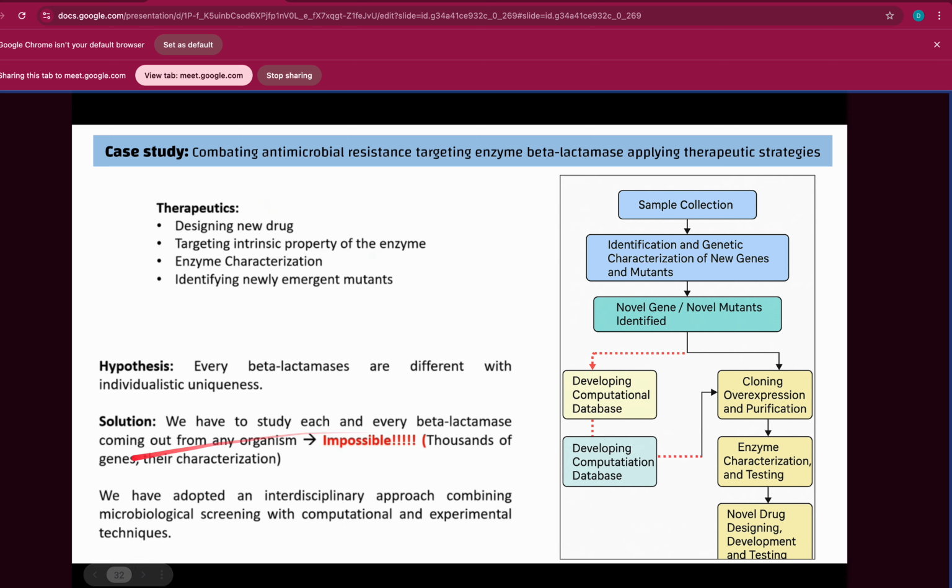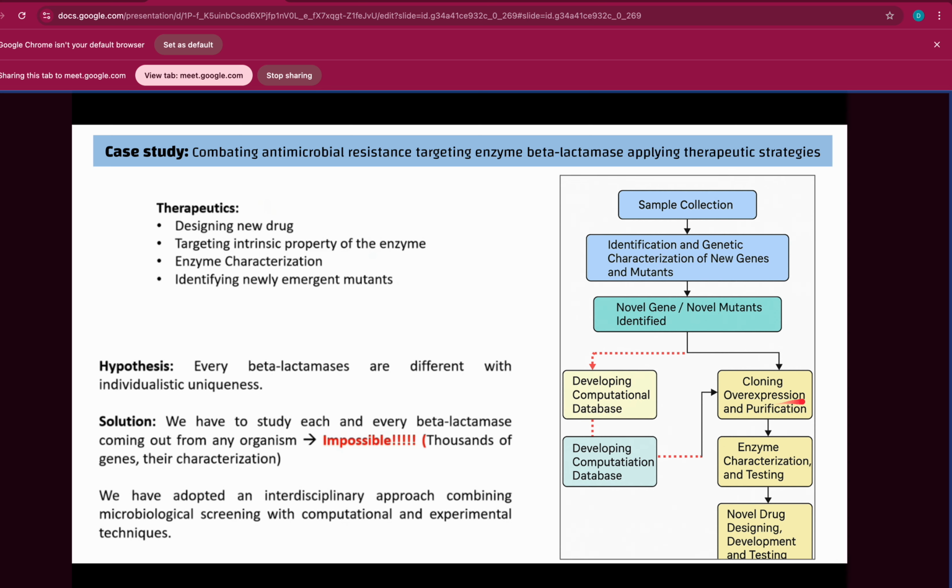We have to study each and every beta-lactamase coming from any organism, but this is impossible because there are thousands of genes and thousands of microbes. So what can be done is to take help of an interdisciplinary approach by combining microbial screening with computational and experimental techniques. With experimental techniques, we can bring about mutations at different sites by experimental means instead of isolating from different organisms. So samples could be collected, genetic characterization could be done, sequences could be identified, their mutants could be synthesized, and a computational database could be made where we can store those mutants and protein sequences.